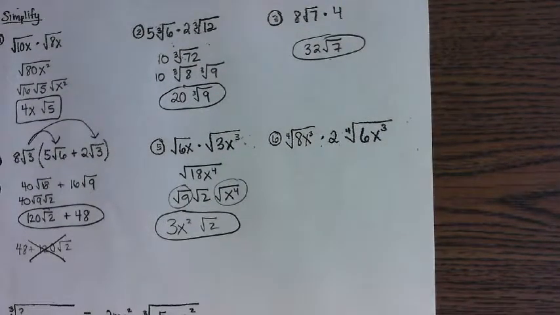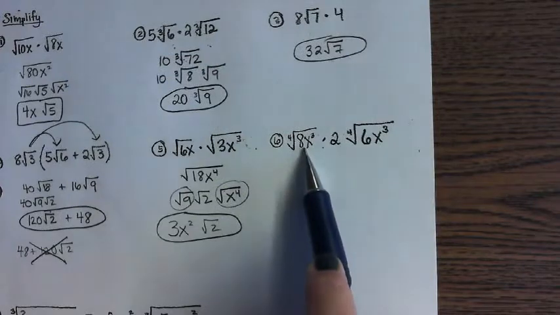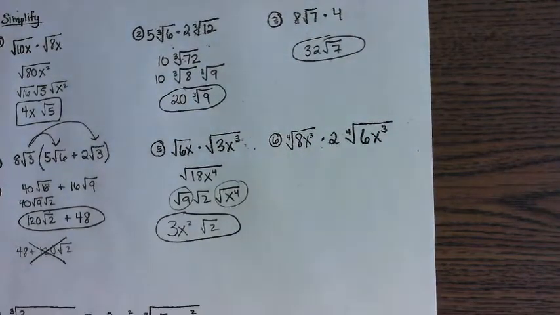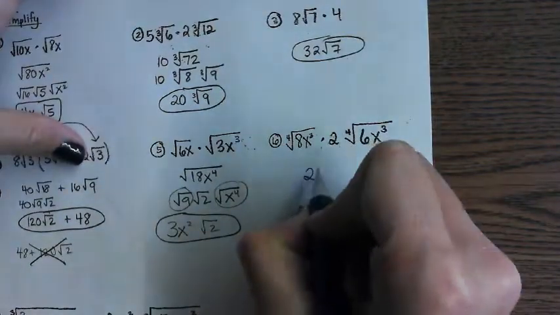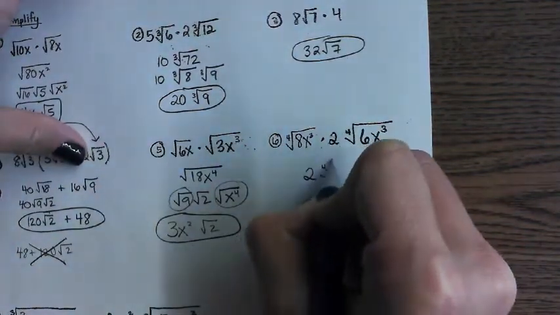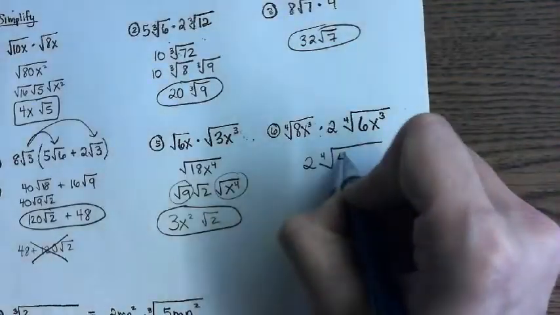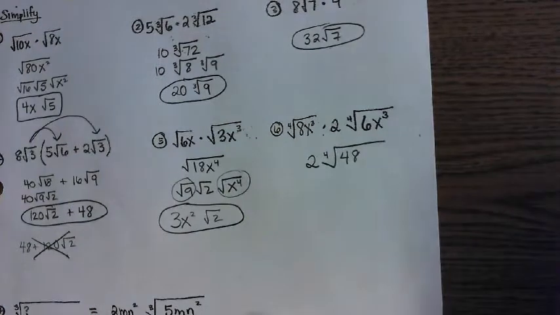And 6. Bella, what do you think this will be initially? 16. I don't know. Are you getting 16 from multiplying the 8 times the 2? Oh, would it be 2 radical? Yes. Not radical, 4th root of. Yeah. We have to be a little more specific if it's not the square root. So 2 4th root of 48. 48 what? X to the 6.